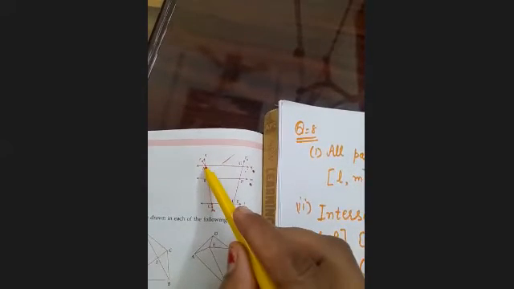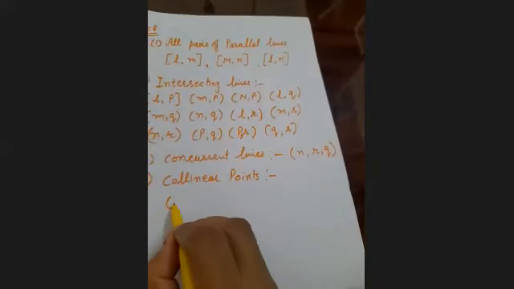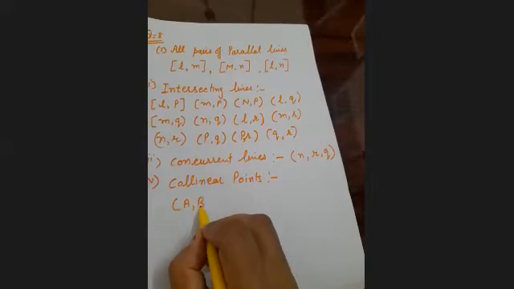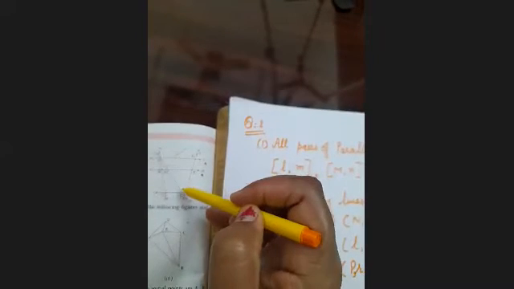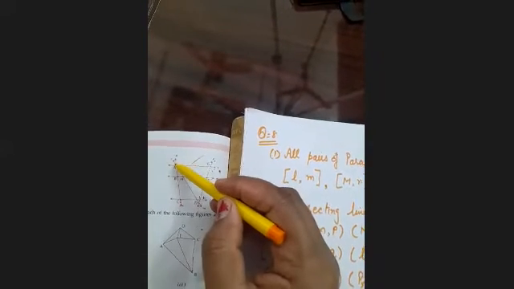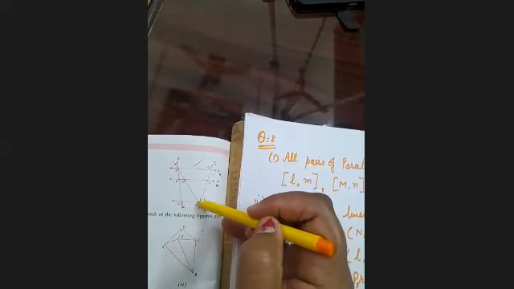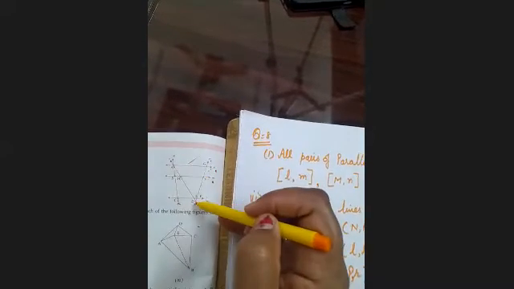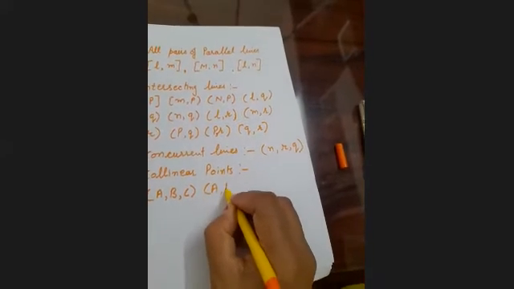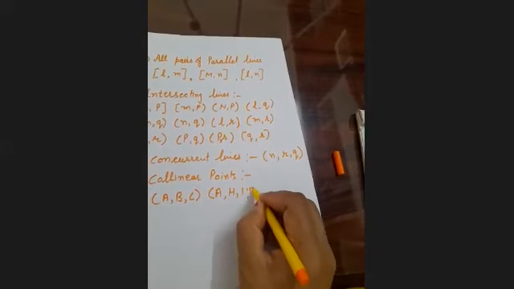So first is points A, B, and C. Next is A, H, I, and D. All these points lie on line R. A, H, I, and D.